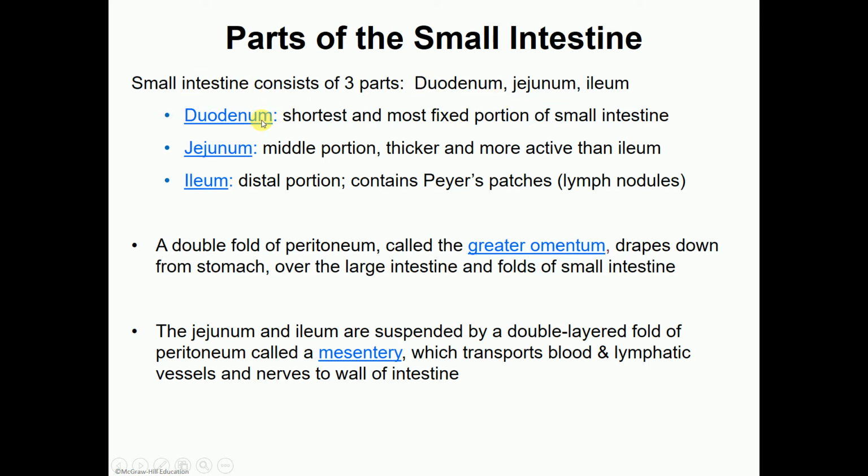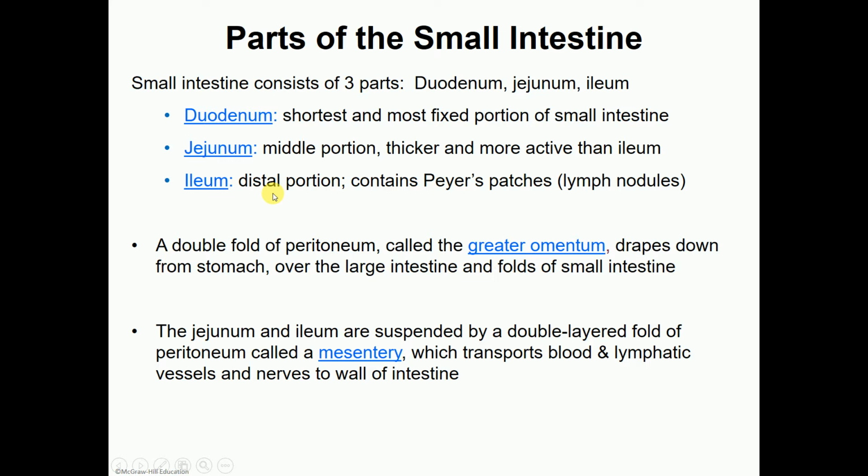Duodenum is that C-shaped part, and it is the shortest part. This is where the pancreas is wedging itself in that C-shaped duodenum. The jejunum is the middle portion. It is thicker, and it is the most active of all 3, meaning that the motility, there's a lot of motion that is happening there. And then the ileum, also known as the distal ileum, that's the most distal part.